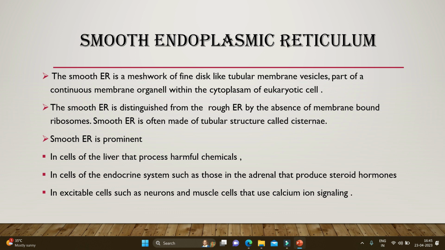Smooth endoplasmic reticulum is prominent in cells of the liver that process harmful chemicals, in cells of the endocrine system, such as those in the adrenals that produce steroid hormones, and in excitable cells such as neurons and muscle cells that use calcium ion signaling.